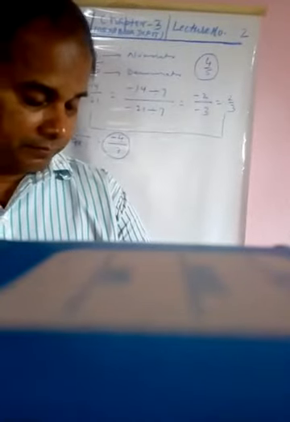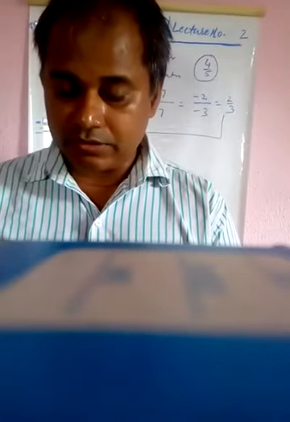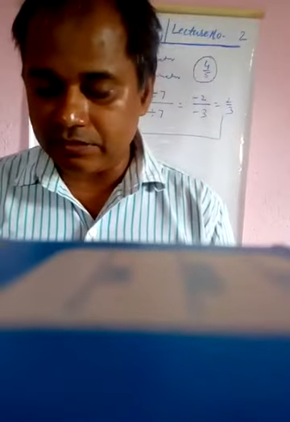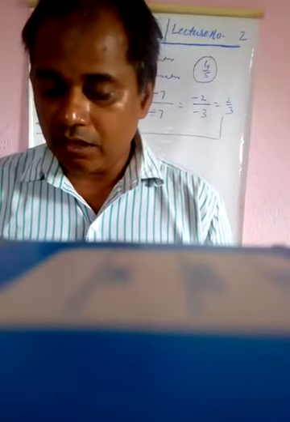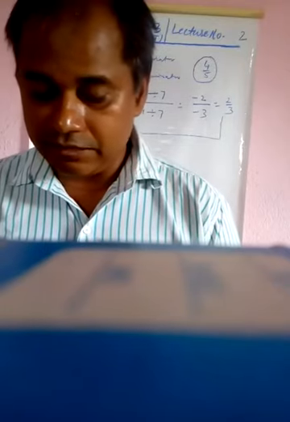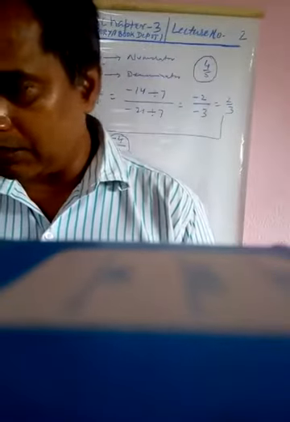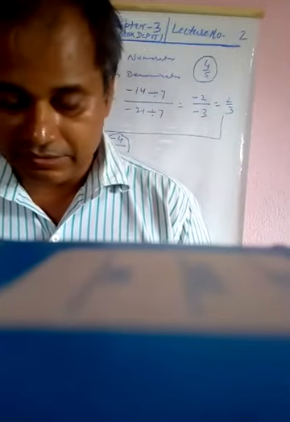Example number 4. Fill in the boxes. Number 1, 5 by 4 is equal to blank by 16 is equal to 25 by blank is equal to minus 15 by blank. Second, minus 2 by 9 is equal to blank by 18 is equal to minus 6 by blank is equal to 10 by blank.